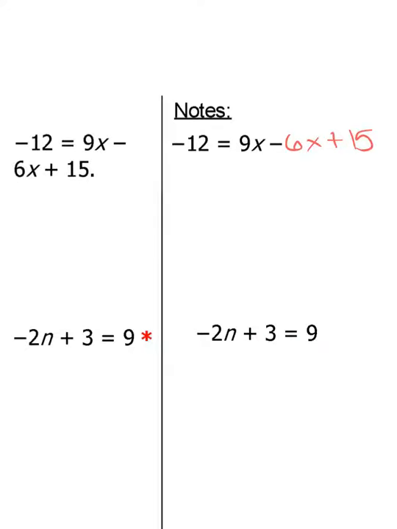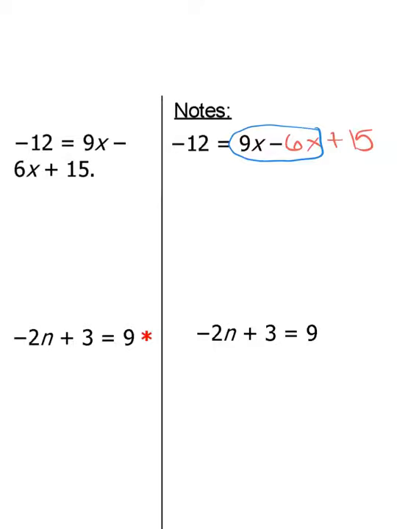Perfect. 2 more problems that we're going to take a look at. The first one is negative 12 equals 9x minus 6x plus 15. What do you suppose I have to do first? Combine the like terms. Yeah, combine the variables, those like terms. Nice. So those are like terms. They both have x's in them. So I'm going to put them together.